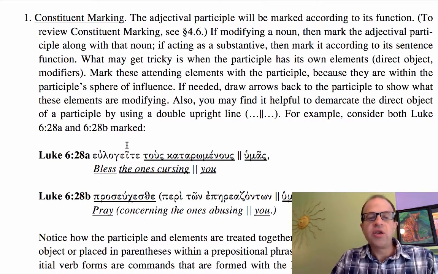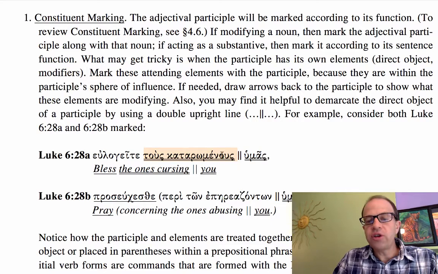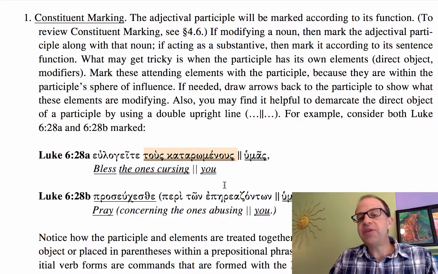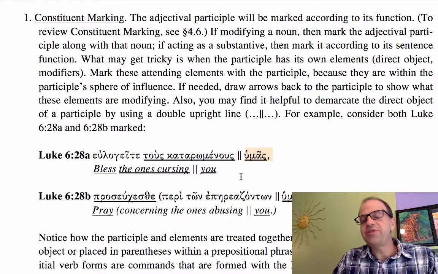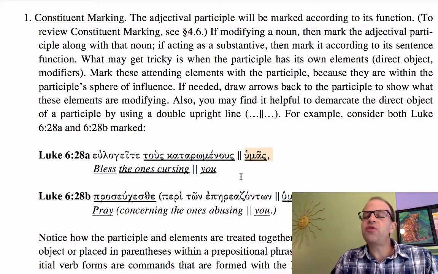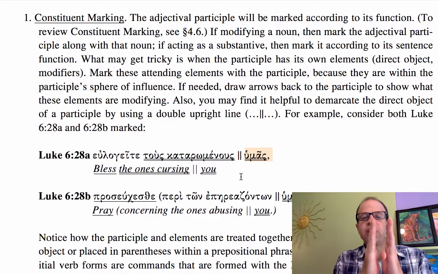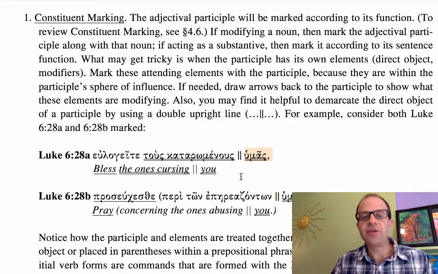So in this case, you have a command: bless the ones cursing you. The ones cursing you is an adjectival participle that's functioning substantively. It's forming its own noun, but it's also the direct object of the verb bless. But at the same time, it also has its own direct object. And so to differentiate the participle as a direct object from its own direct object, use a vertical double line to separate the two, because they're each going to receive a double underline to indicate a direct object.